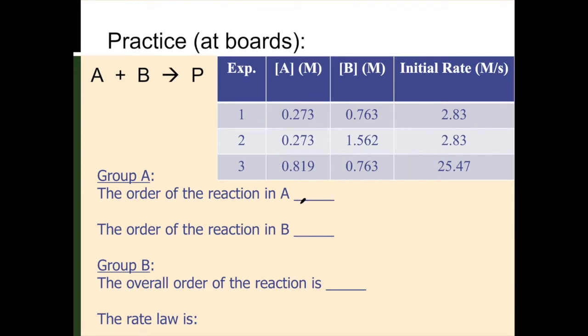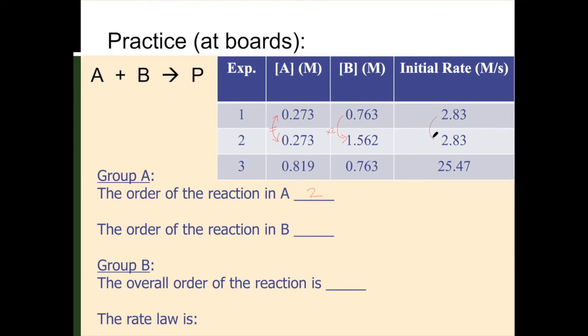Okay, so it was second order in A. So now let's do that for B. So I need to find 2 experiments where A is held constant. That's these 2 experiments, 1 versus 2. So those 2 concentrations are the same, but the concentration of B changed, okay? And perhaps you can see that it doubled, right? 1.562 is about 2 times 0.763. So this went up by a factor of 2.